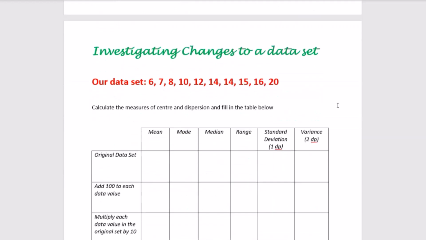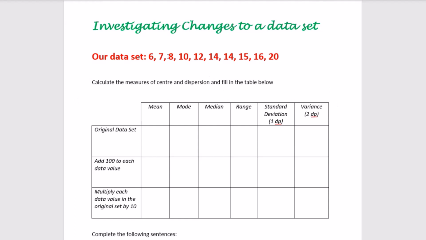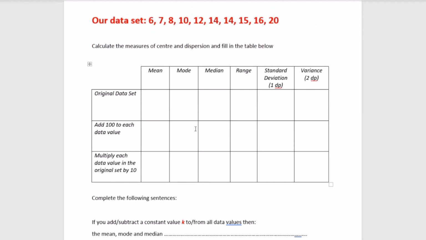And the last investigation I'd like to share with you is one about looking at the effects of doing the same thing to all values in a data set. For example, adding 100 to them or multiplying by 10. Now, the reason why I chose those numbers is because they're just easy numbers for the students to identify with. But you could use add 3 to each number or multiply by 2. But I like to exaggerate things a little bit, which is why I'm using those powers of 10.